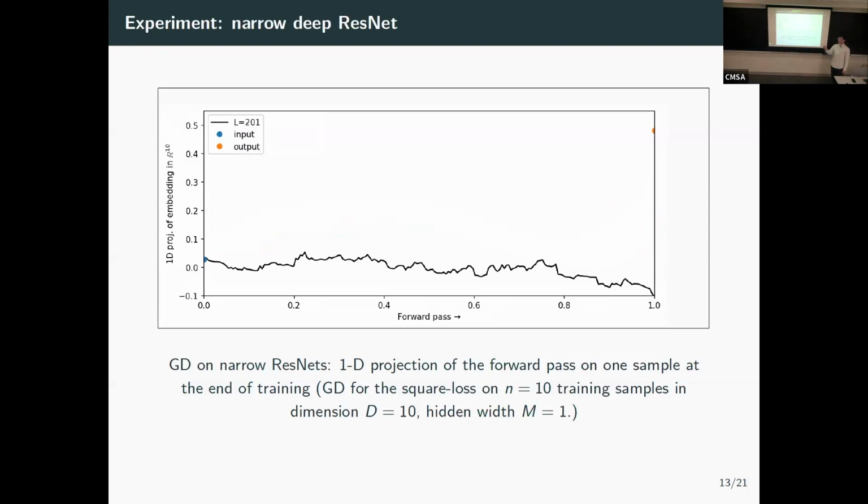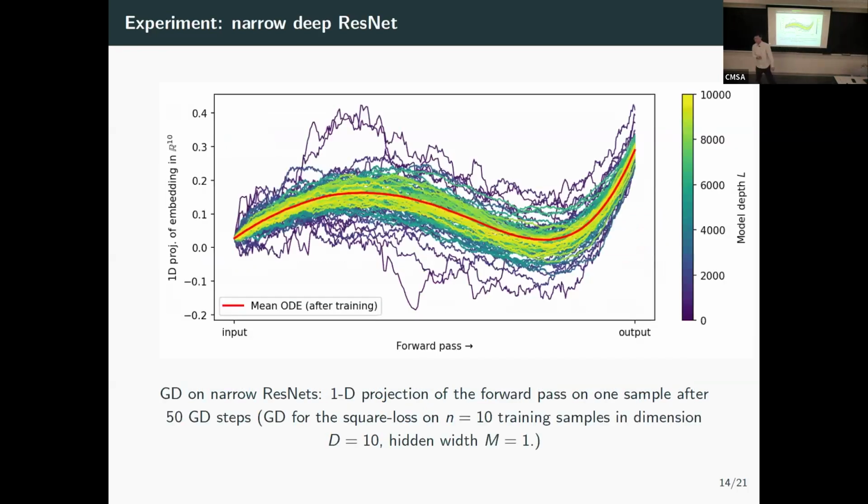But in both cases, the depth diverges. That's the reason for the title: there's some hidden width in a deep ResNet. So here I'm plotting the result of one training run. Each curve is the result of one training run with the same convention as before, with depth going from 0 to 10,000. And we see that as depth increases, we converge in some random way, but to the dynamics. I mean, this is the result of the dynamics of training of the neural mean ODE.